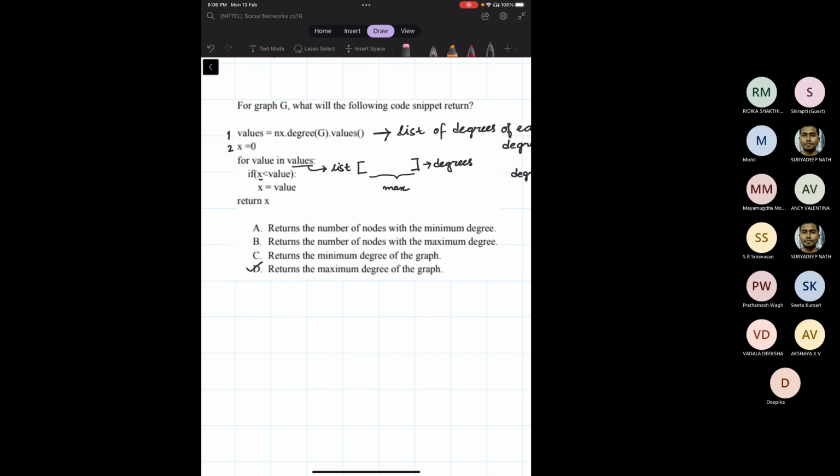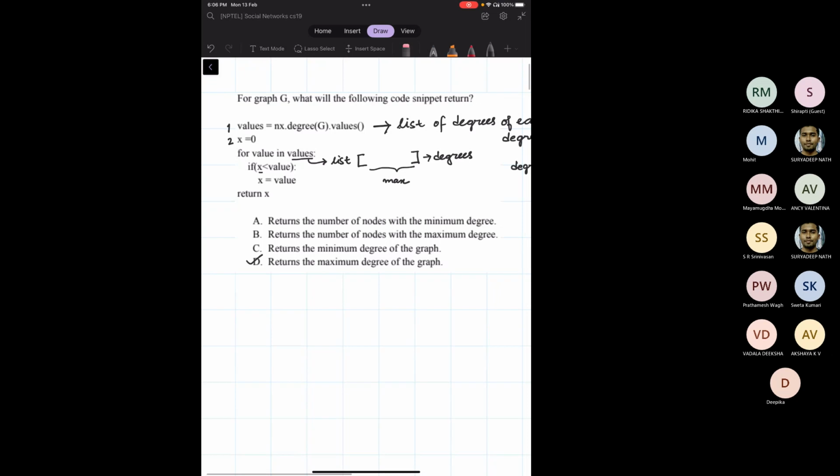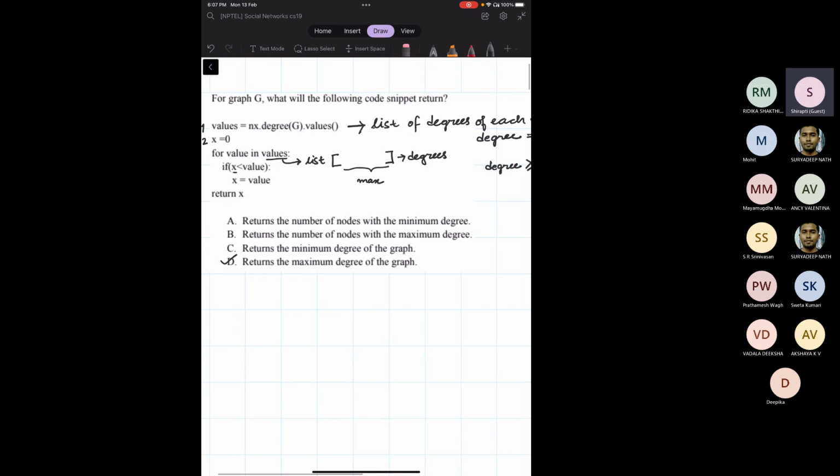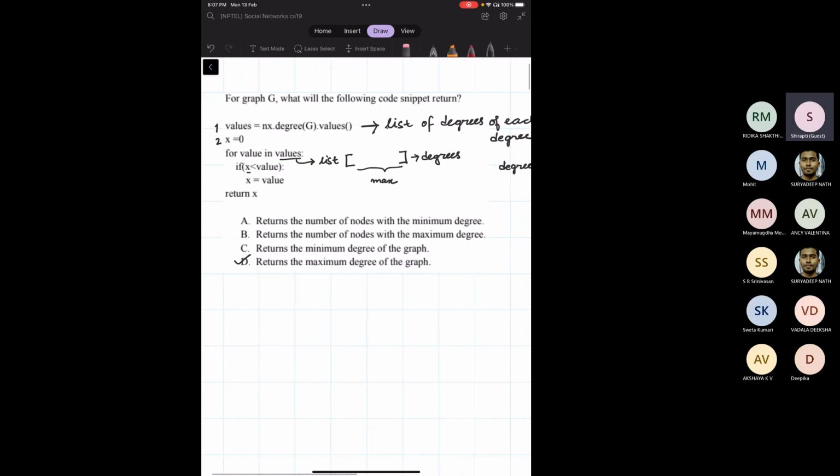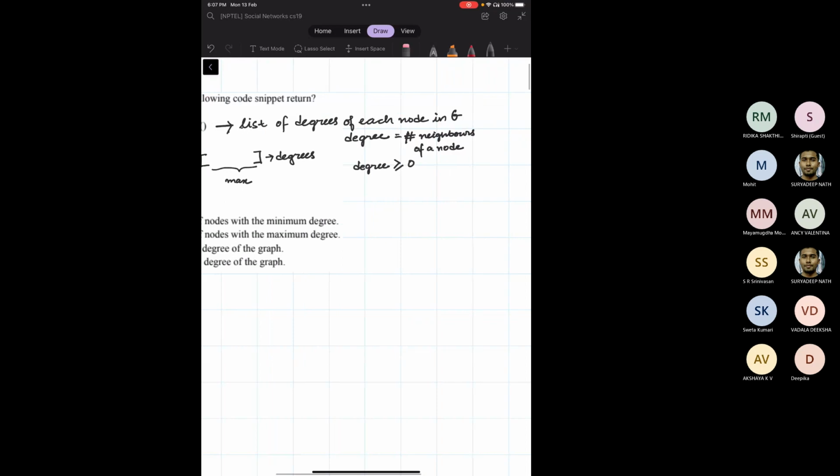Is it clear? If you have any question, you can ask now or maybe at the end. All right then. Sir, can you please repeat this again? Which part did you miss? Actually, the first line. What is degree actually? Degree is the number of neighbors of a node in a graph.